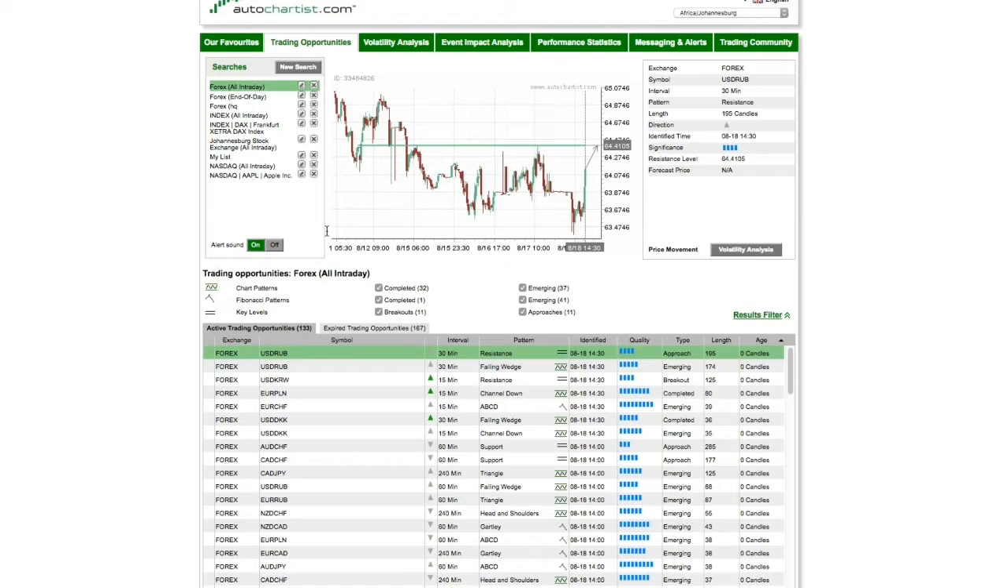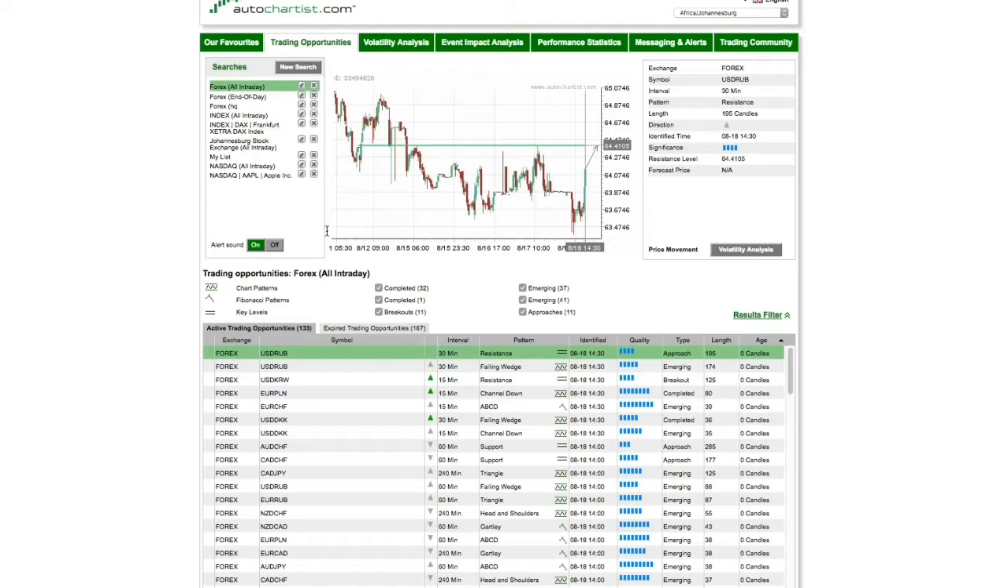Hello and welcome to this introduction to Autochartist's Volatility Analysis tool. This is a small set of tools that gives the trader some useful insights into the past volatilities of an instrument. It enables you to get a better idea of the personality of the instrument in terms of its volatility. That helps when you want to figure out stop loss or take profit levels.